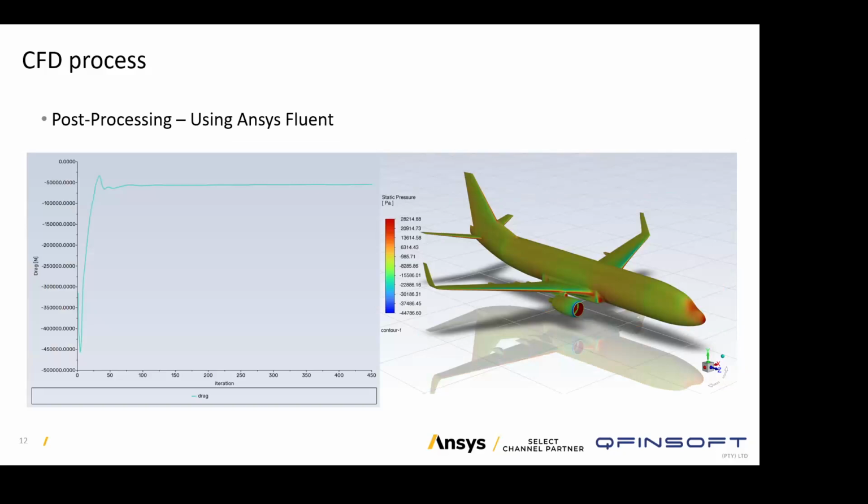Lastly, we're going to look at some post-processing, where we're going to look at the lift and drag coefficients, as well as some pressure plots on the aircraft surfaces, as well as some velocity contours and vectors, as well as path lines of velocity.